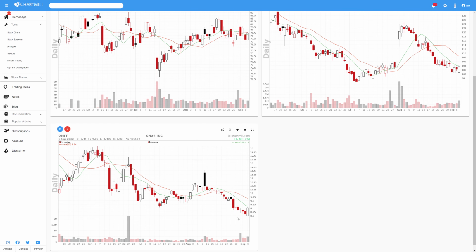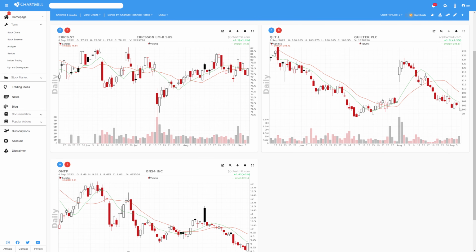Also ON24 Incorporated gained 5% yesterday. Bullish engulfing pattern, slightly higher volume. That's also the case for Quilter. In fact, it's a double bullish engulfing pattern. And the second one is on higher volume. And then for Ericsson, there is also a bullish engulfing pattern.